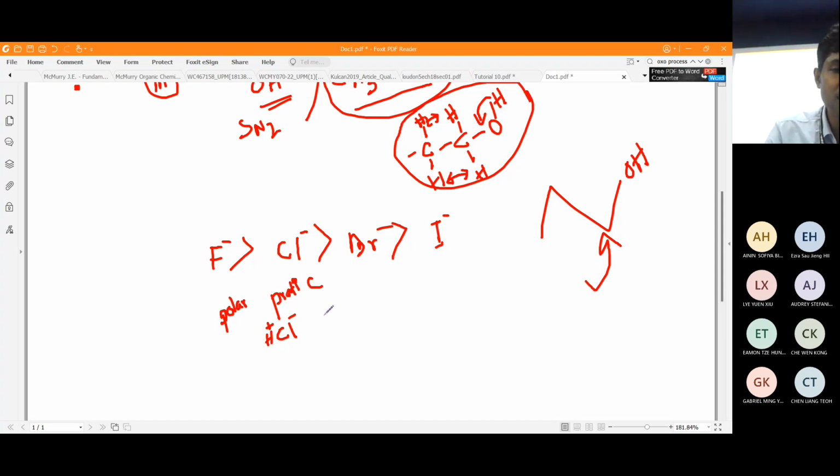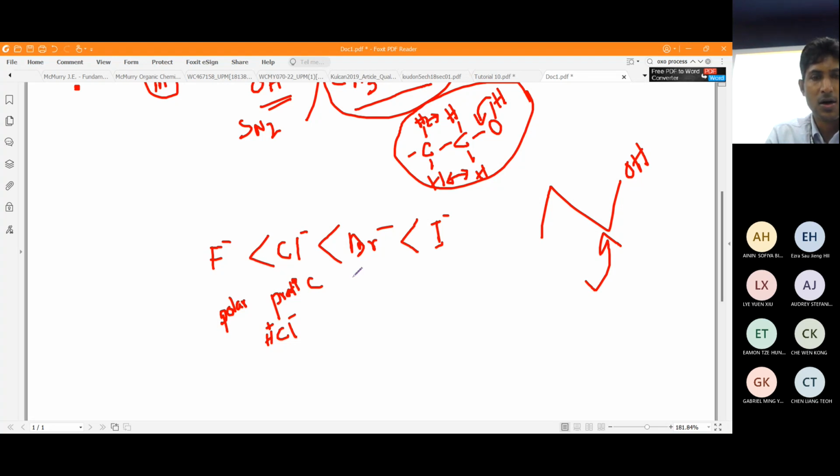SN1 type of reaction is much more favorable than SN2, because we have already seen this polar protic is bad for SN2 reaction. So this will be SN1 type of reaction. Should I write it here? SN1. This is SN1 type of reaction, better. But if it is the polar aprotic, right? Polar aprotic. Oh, sorry. Polar protic.